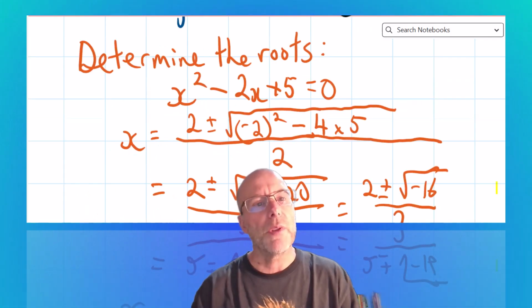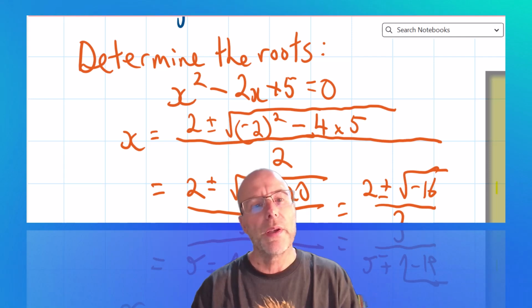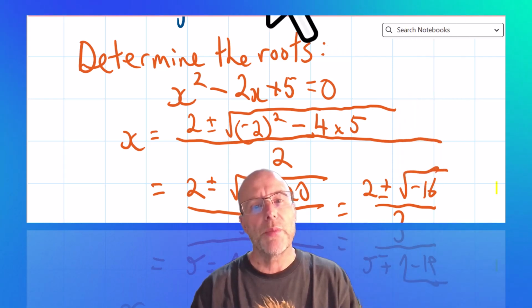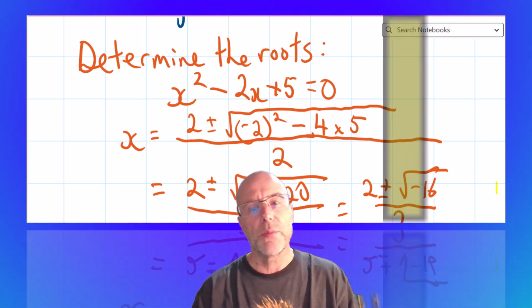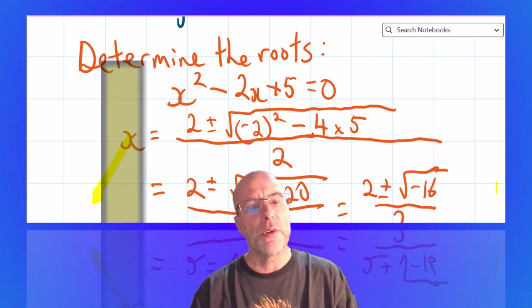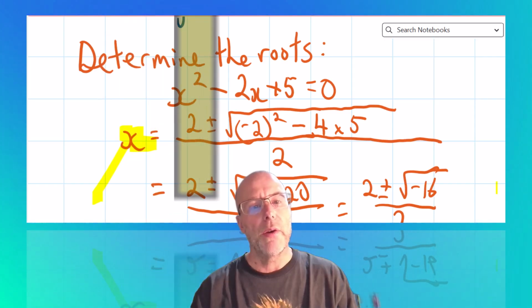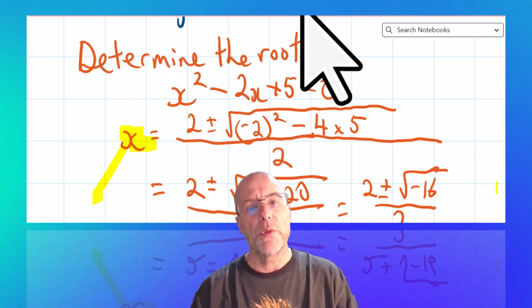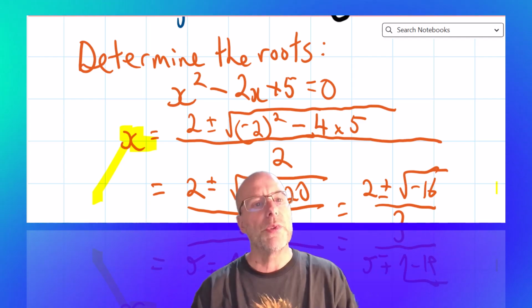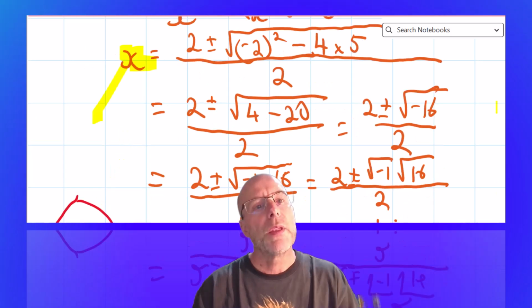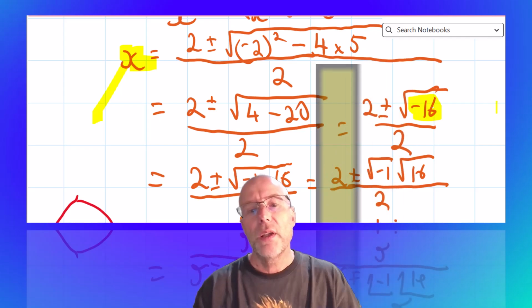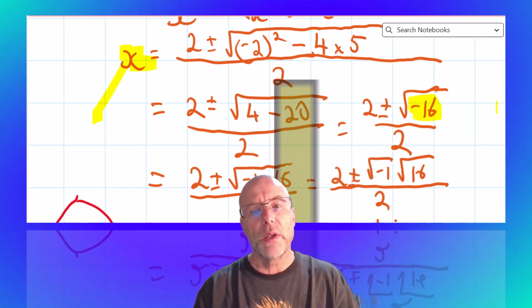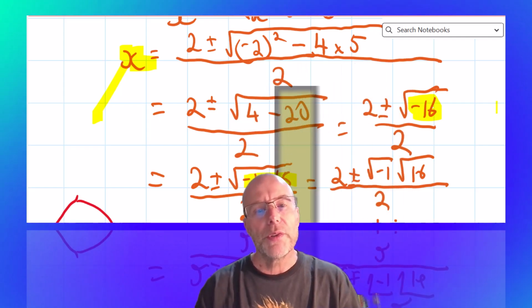Here's a quick example where we're going to use the quadratic formula to determine the roots of x squared minus 2x plus 5 equals 0, and we've got our substitution in here for the first line of the quadratic formula. You've used it before. It's all business as usual until we get down to the square root of negative 16. What we can do there is call that negative 1 times positive 16.